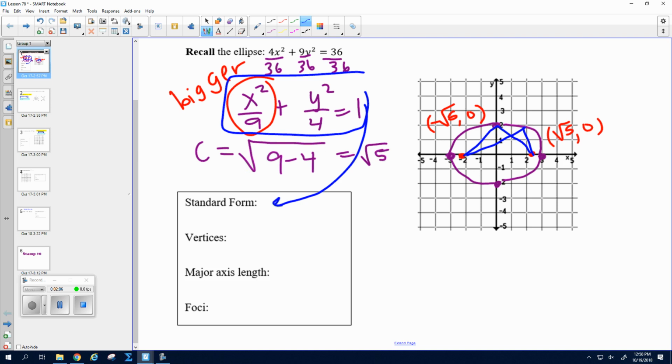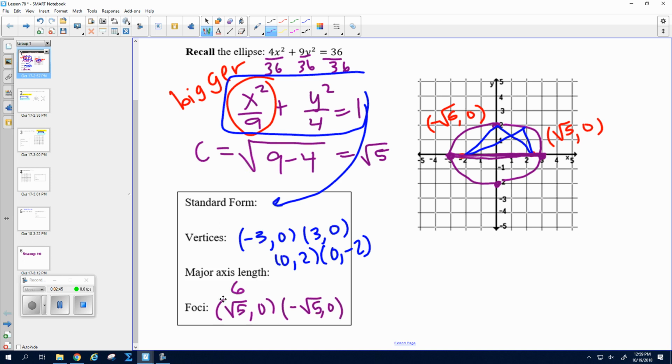I guess I should list my vertices. So those would be negative 3, comma 0, positive 3, comma 0. And the y ones would be 0, 2, and 0, negative 2. All right, this asks something a little new. I don't think we've had this for a while, but just in case you need to know this in the future, wink, wink. Major axis length is what? 6. Yep, so the major axis is the bigger one. You count all the way across. Its distance is 6. And of course, the foci, we have the square root of 5, comma 0, and negative square root of 5, comma 0. So that's just a little review.